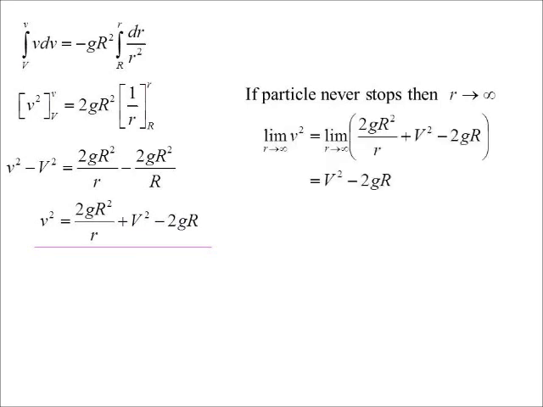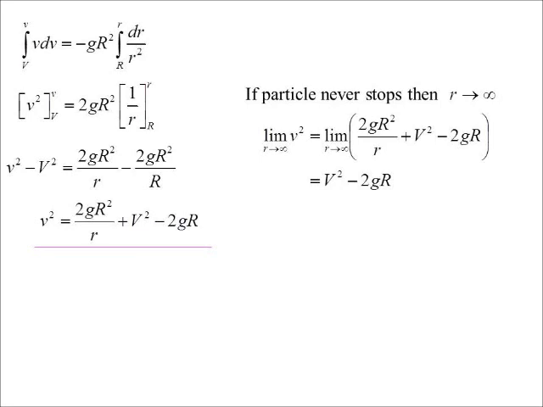So if I find the limit of my velocity as r approaches infinity, well, little r is only one spot and it's on the bottom of a fraction. If I divide by, theoretically, infinity, I'm going to get 0. So like a hyperbola, as we approach infinity, the y value is approaching 0. So I'm left with capital V squared minus 2gr.